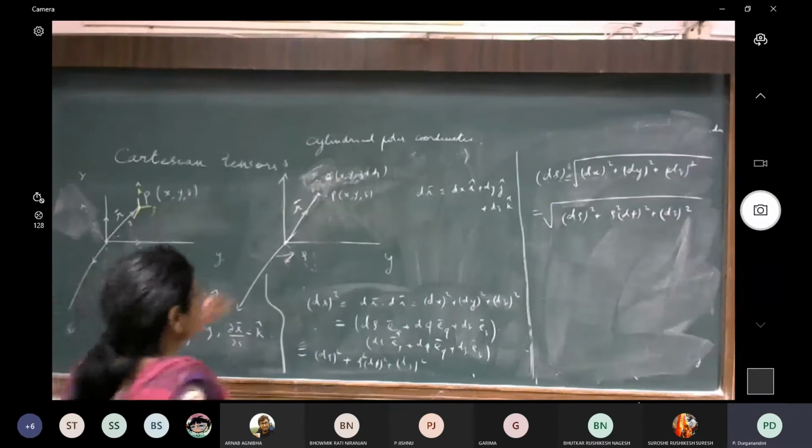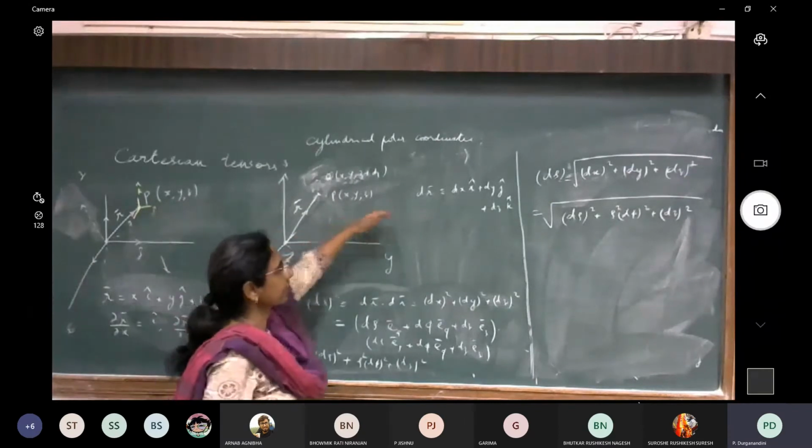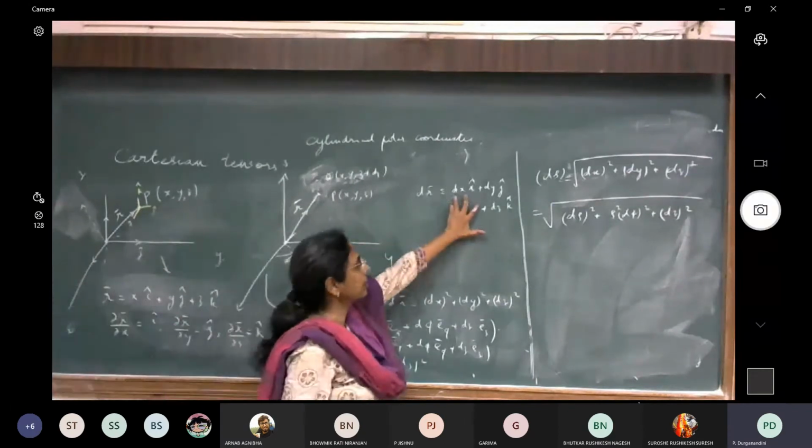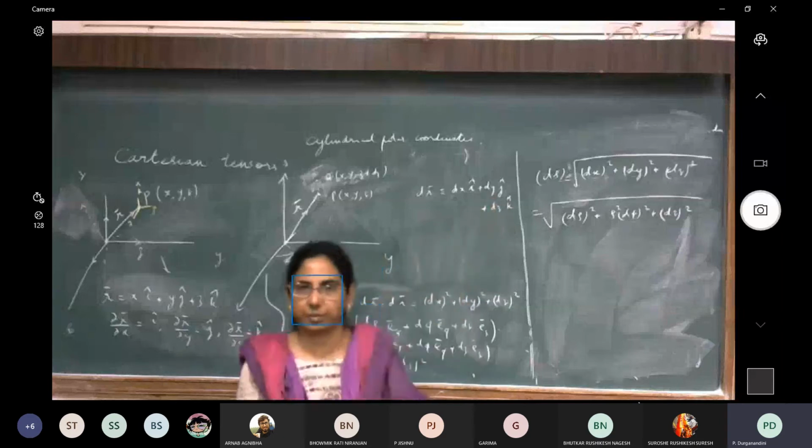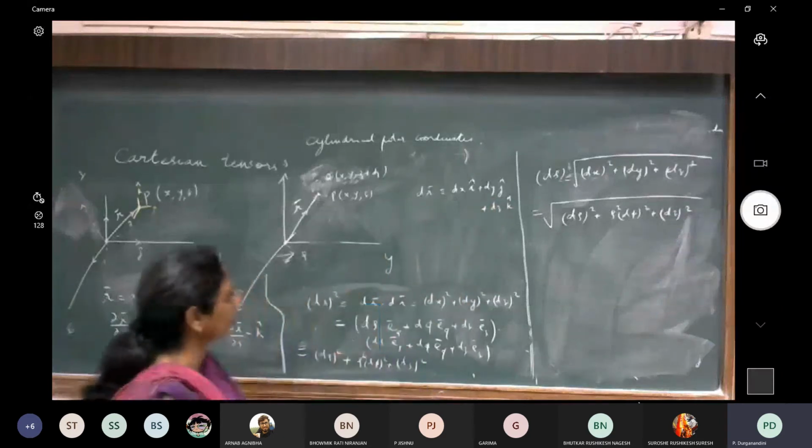Very good. Similarly, you can see that if I displace along the x-axis, I'm going to get the magnitude of the displacement to be dx. If I displace along the y-axis, I'm going to get the magnitude of the displacement to be simply dy.